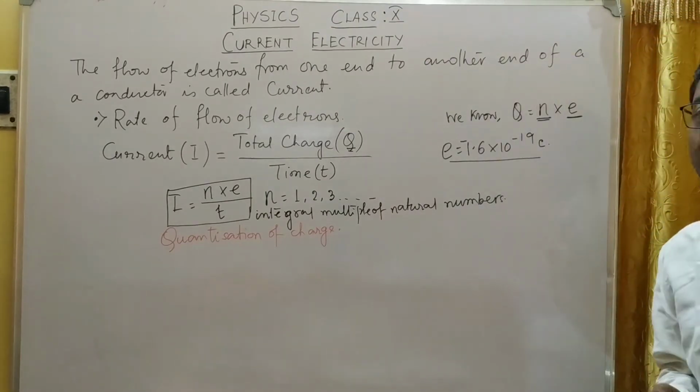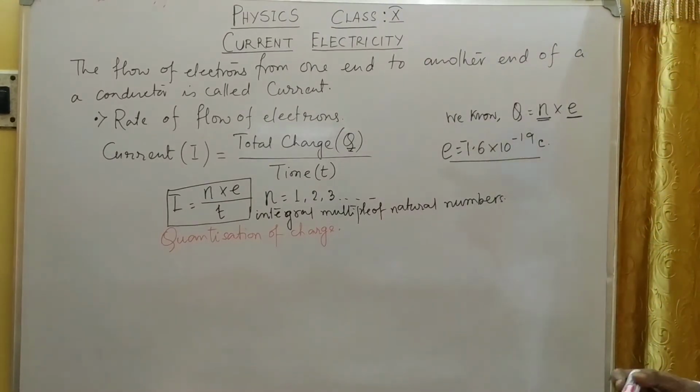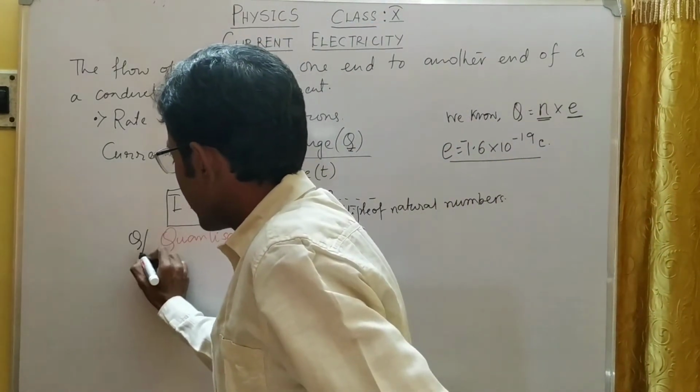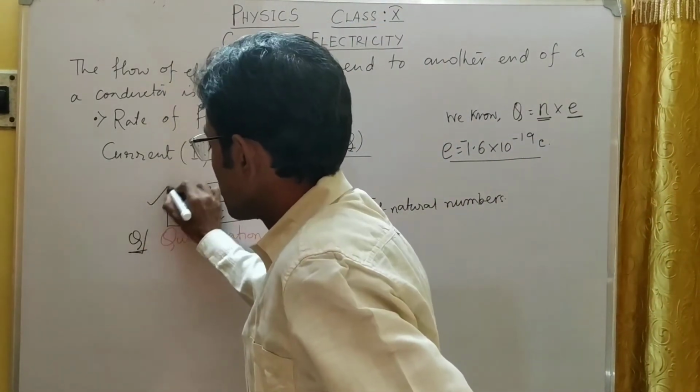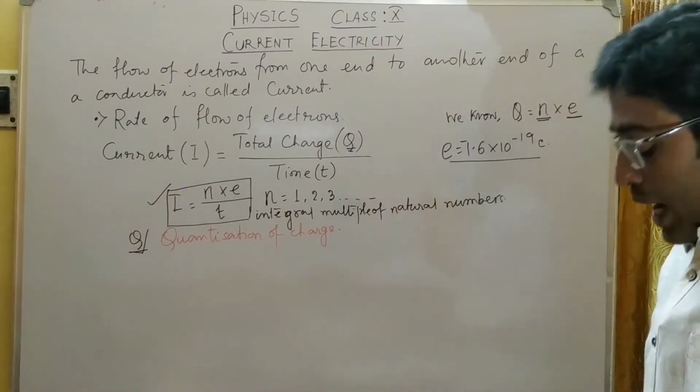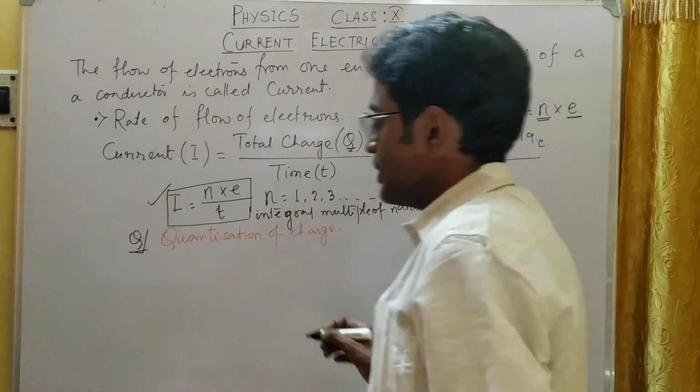In class 9 you have learned this. This is a 2-mark question: what is quantization of charge? You should write that N cannot be a negative term.